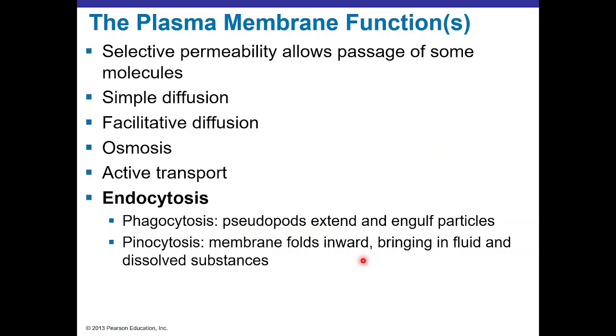Now, eukaryotic cells have a specific transport mechanism that is known as endocytosis. If the cell internalizes solid particles, this is called phagocytosis. The cells extend false feet, pseudopods, that engulf the particles. And if the cells bring in fluid materials with dissolved substances, this is known as pinocytosis. So endocytosis is exclusive to eukaryotes.